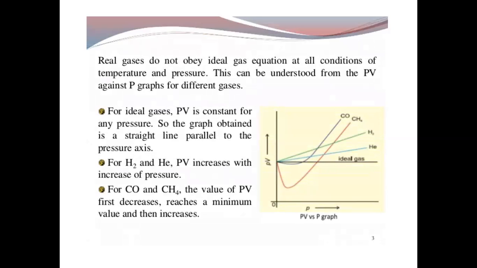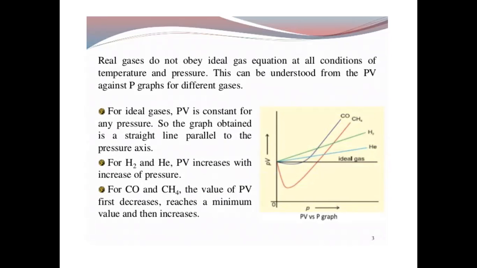So, students, what are real gases? A gas which does not follow ideal gas behavior under all the conditions of temperature and pressure. That gas is known as real gas, right? So, real gases do not obey ideal gas behavior under all the conditions of temperature and pressure, and this can be understood by plotting a graph between PV against P, right?